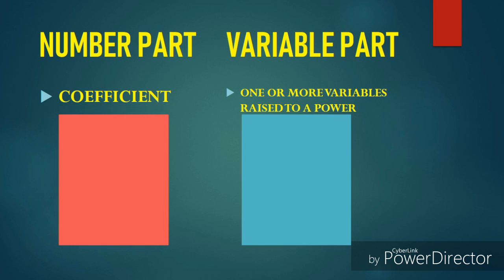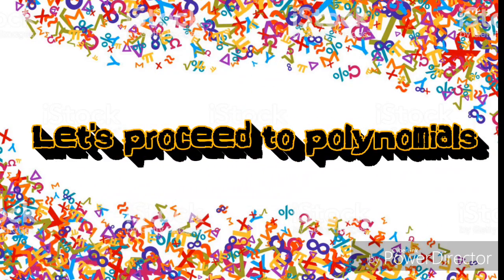So next naman natin is the variable part. Variable part can be made up of one or more variables that are raised to a power. Pwede siyang maging x squared, or pwede rin naman siyang maging y, or pwede rin siyang maging x squared times y squared, or ab squared times c cubed. Kasi katulad ng sinabi natin kanina, it can be made up of one or more variables that are raised to a power.